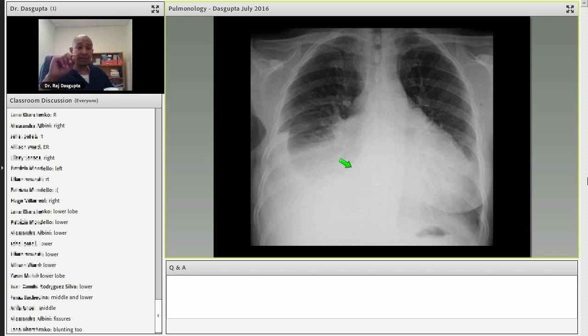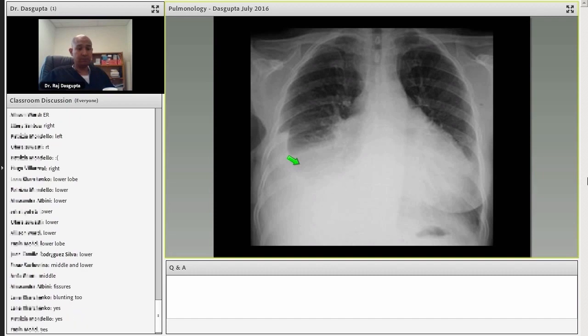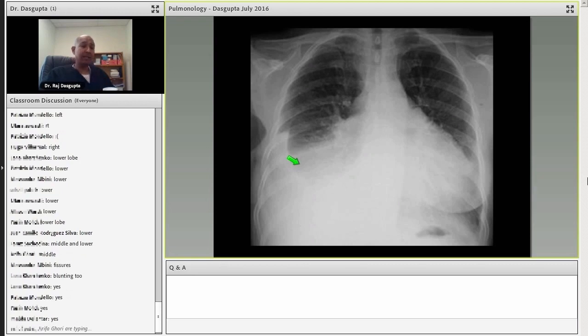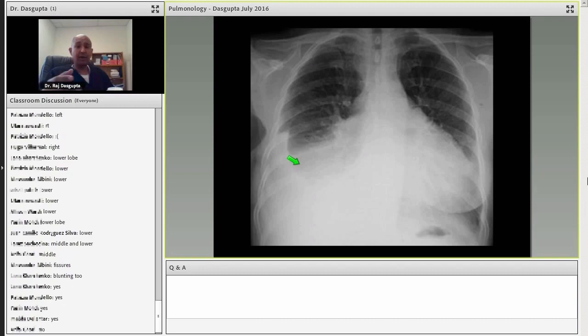So let me ask you this. If you see this density, can you call this a pleural effusion? Yes or no? Oh, ouch. Let's stop right there. The answer is no, you can't call this a pleural effusion. You can't. All you could do is what?